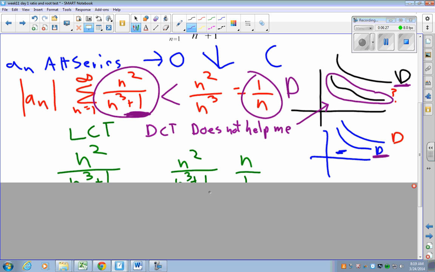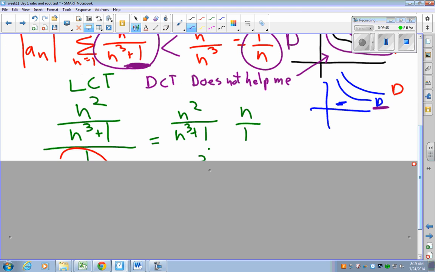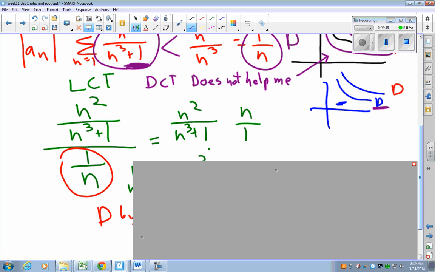Is it conclusive or not? The limit comparison test just says, take the limit of one guy over the other guy, and if it's a finite number, boom, they both do something together. So let's take a look at it in the limit comparison test style. I'm going to compare the limit of the original guy over 1 over n.